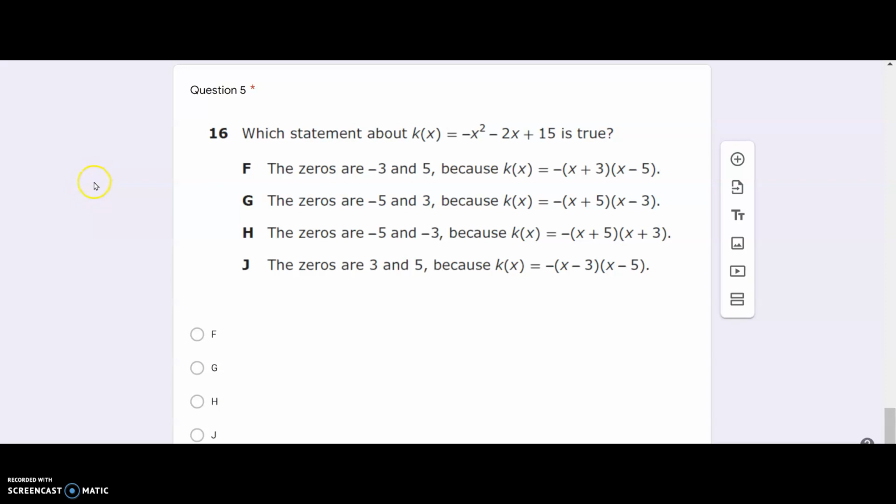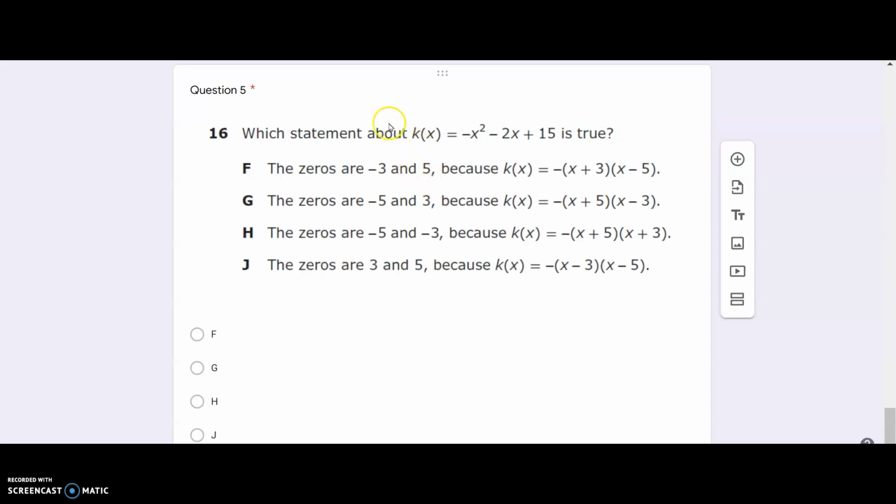Okay, for number 5, they want us to find which statement about k of x equals negative x squared minus 2x plus 15 is true. It says the zeros are, and then it gives us some factors here. Well, remember that this is a quadratic equation because we have an x squared as the highest exponent. To solve quadratic equations, or in other words, to find their zeros, which is the same thing as solving it, those are the solutions, we'll just put it in the calculator.